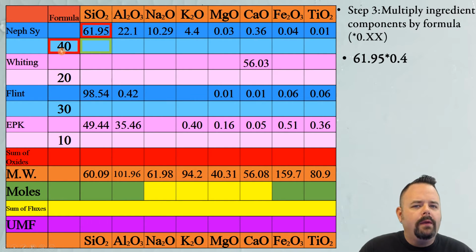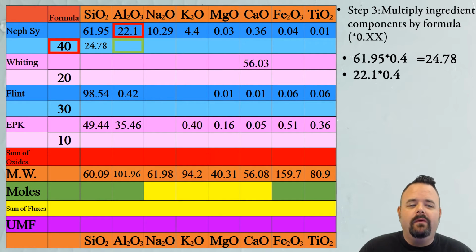So we don't want 100% NEFSI, we want 40% NEFSI. And to get that number, we just move the decimal place on our 40 over 2. So we go 2, and we equal 0.4. So the math is pretty simple. 61.95 multiplied by 0.4, and you do that and you get 24.78. Makes sense? Okay, let's try alumina. Alumina is 22.1, again, multiplied by 0.4, and you get 8.84.